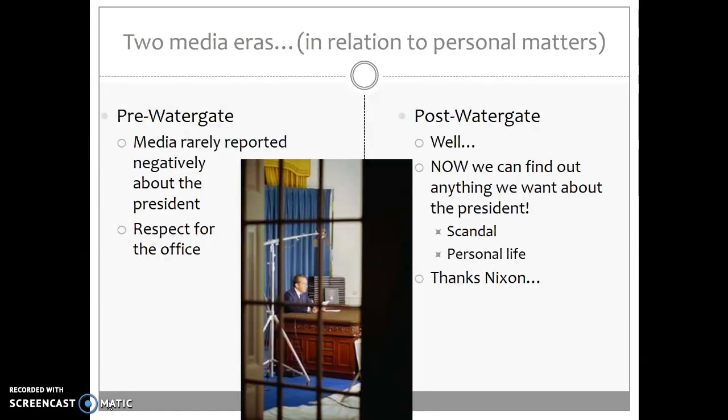There are also 2 media eras in relation to personal matters. So the FDR bit was just how the office of the presidency is presented in the press. There's the pre-Watergate media era in relation to the president's personal matters, and the post-Watergate era. In the pre-Watergate era, the media rarely reported negatively about the president, and there was a lot of respect in the media for the office itself. After Watergate, it's kind of a free-for-all. The media can and will talk about scandals and personal life, and we wound up impeaching a president because he lied about having an affair, which, from a governmental standpoint, seems kind of ludicrous, except those things matter now. Thanks, Nixon.